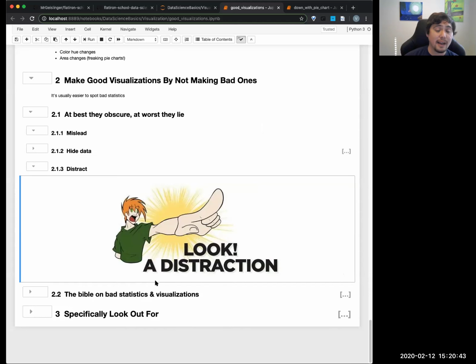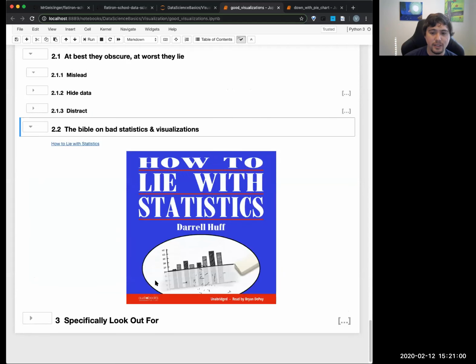And distract. This happens a lot, where people will focus on one part, especially with colors. This is why in general you really shouldn't have different colors unless they have a meaning, because it can distract, make people think other things or focus on the color where really that's not an important part. Okay, so let's look at some stuff.